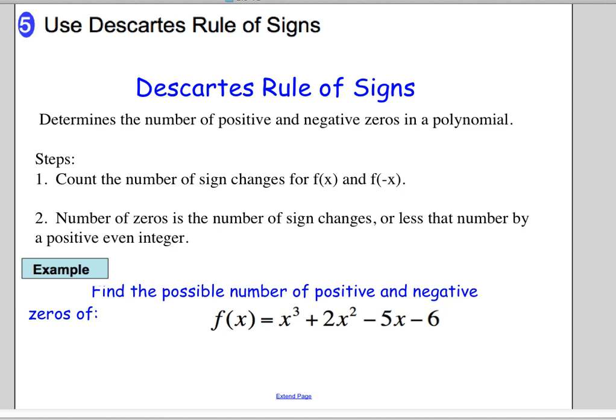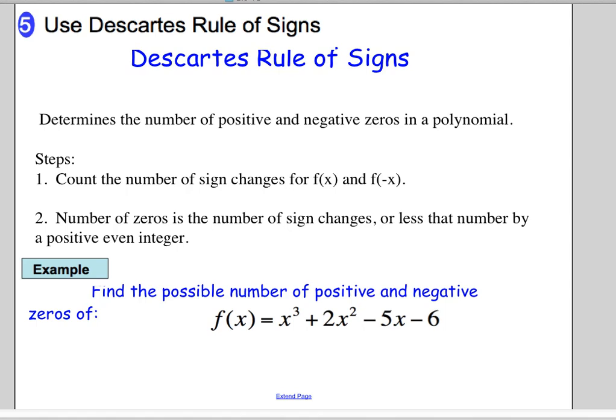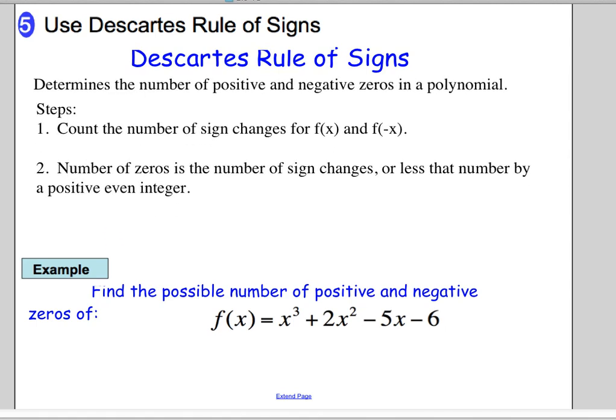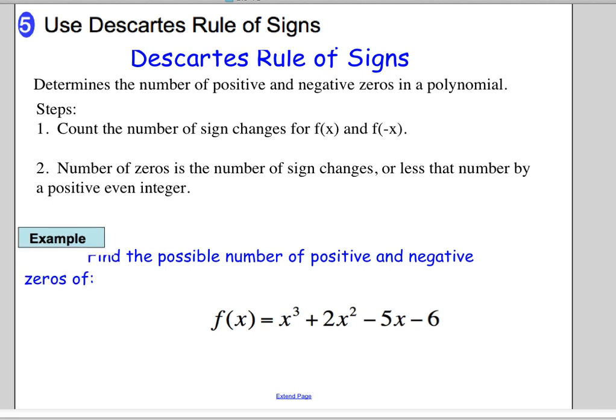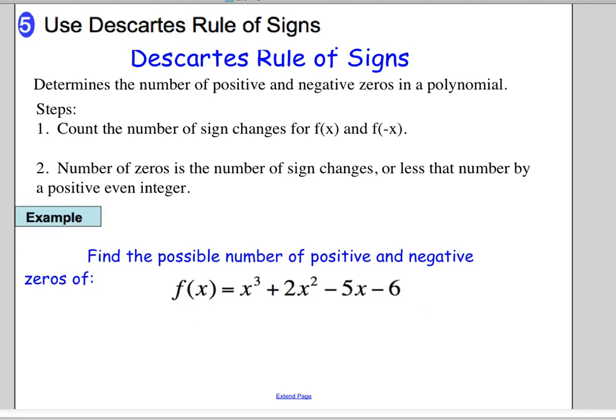The second step in this process is to use Descartes' rule of signs to determine how many of those zeros are positive and how many of the zeros are negative. So we'll work through the steps with an example. Here's the same function we had in the previous example, and we want to find the possible number of positive zeros and the possible number of negative zeros. The first thing we need is f of x, and then we'll also need f of negative x. We found f of negative x when we did even, odd, and neither functions. It's the same process. So let's find f of negative x right now.